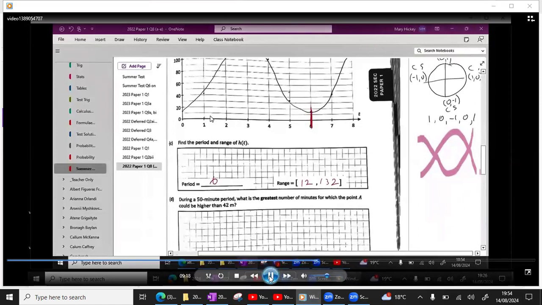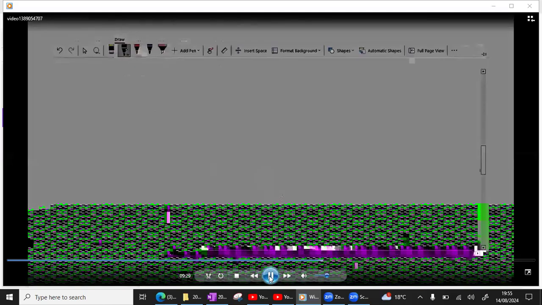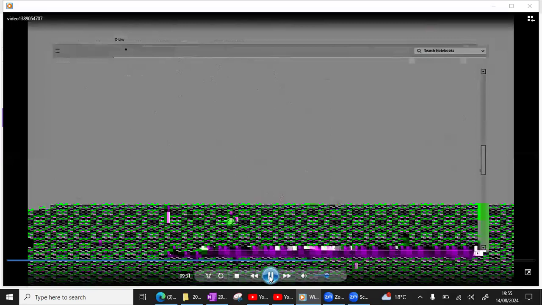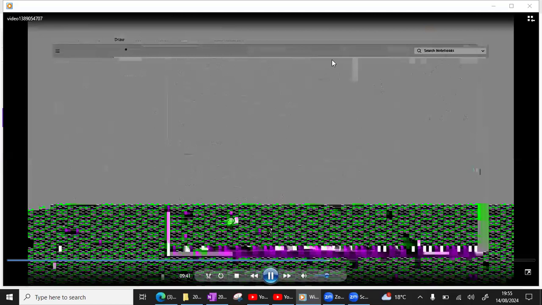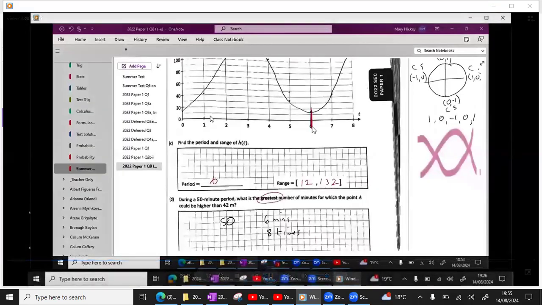Greatest number of minutes for which the point A could be higher than 42. First thing that's here is 60 minutes. Now, remember we said it takes 6 minutes for the whole thing to repeat. So, straight away, you can go around 8 times, 48, and then you'd still have 2 minutes.